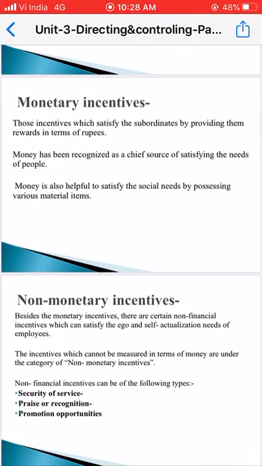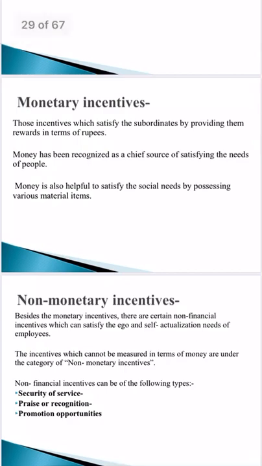So obviously if they complete their target, they will get the rupees. So obviously all employees will try to complete their target in a given time. So this type of motivation is known as monetary incentives. Okay, and money has been recognized as a cheap source of satisfying the needs of people. Okay, here money is the main resource to satisfy or to execute the plan in a very efficient manner. Okay, so money is also helpful to satisfy the social needs by possessing various material items. Okay, so therefore the money is the main resource to complete or to get completed their targets in given time.